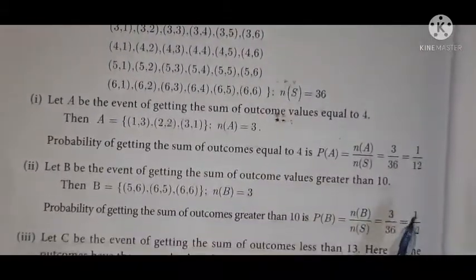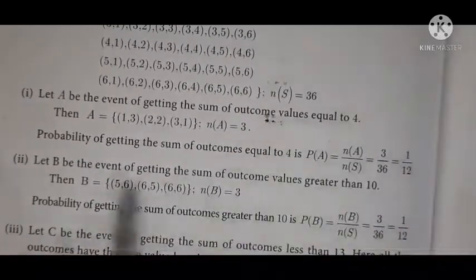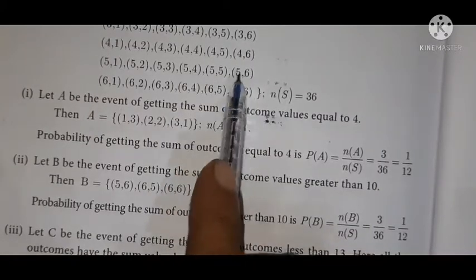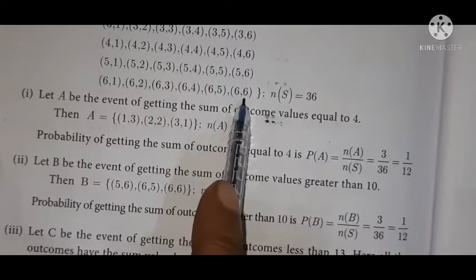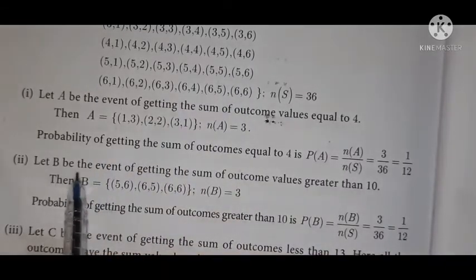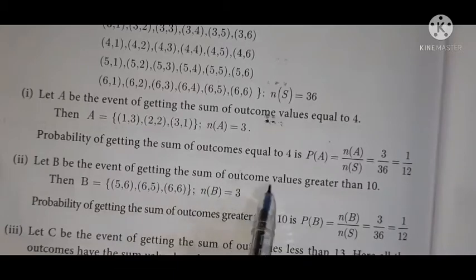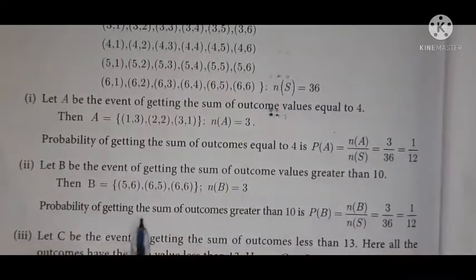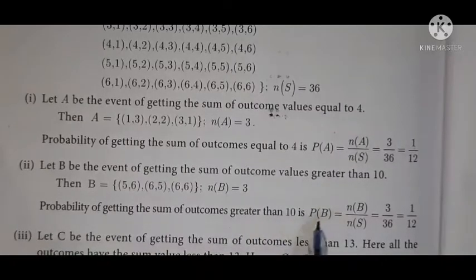Second one, greater than 10. 5 plus 6, 11. 6 plus 5, 11. 6 plus 6, 12. Let B be the event of getting the sum of outcome value greater than 10. Then B is (5,6), (6,5), (6,6). n of B is equal to 3. Probability of getting the sum of outcome greater than 10 is P of B is equal to n of B by n of S, 3 by 36, is equal to 1 by 12.